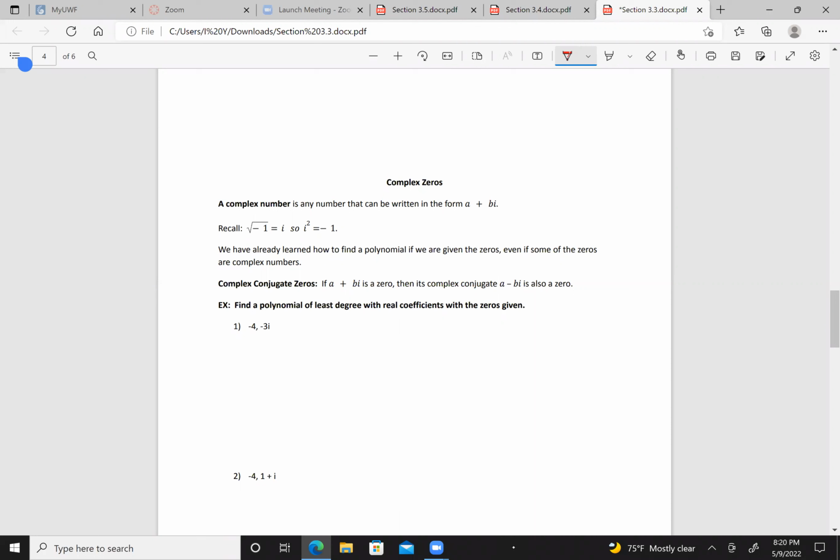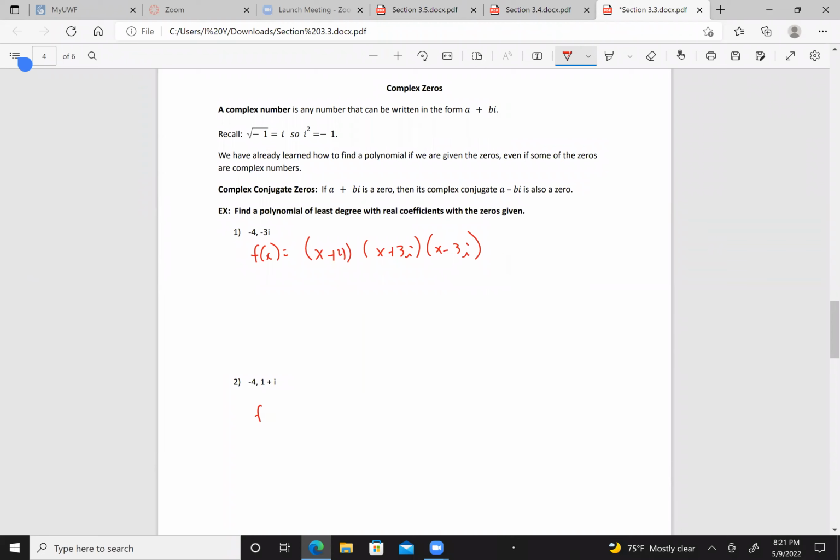So find a polynomial of least degree with real coefficients with the zeros given. So if it has a zero at negative 4, so that's x plus 4, and x plus 3i, well, it would also have x minus 3i. That would be it. Third degree.